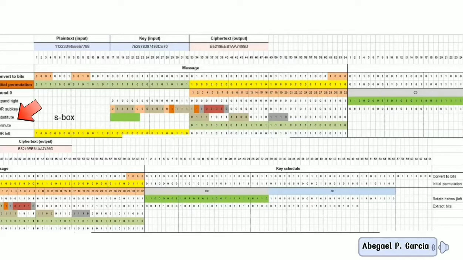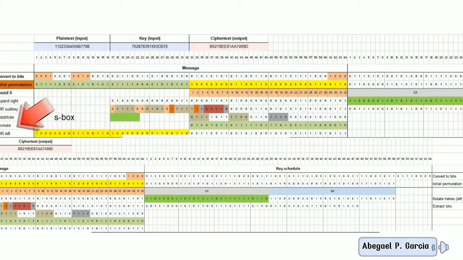The substitution boxes. The S boxes carry out the real mixing, the confusion. The DES algorithm employs 8 S boxes, each with a 6-bit input and 4-bit output. There are 8 S box tables in total. All 8 S box outputs are then merged into a 32-bit segment.